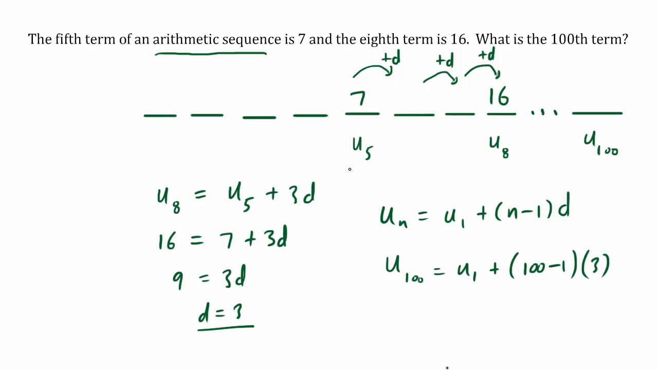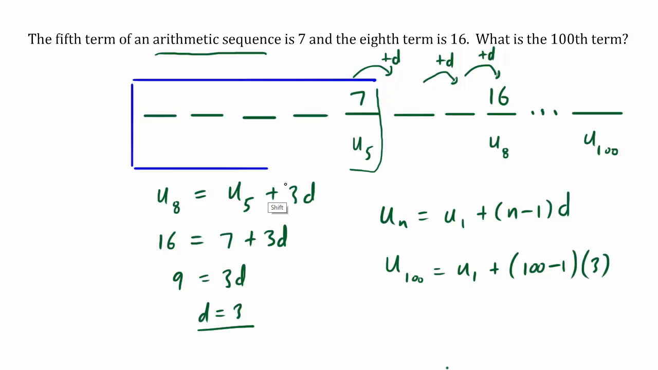One way of figuring out U1 is to just concentrate on this first part here, this little subproblem. What we have is this here is U1, this here is our Un, which in this case n equals 5. If we set it up this way as a little mini problem, we can solve for Un. So we'll say Un, which is 7, equals U1, which we don't know, plus (n minus 1)D. We just said n is 5.